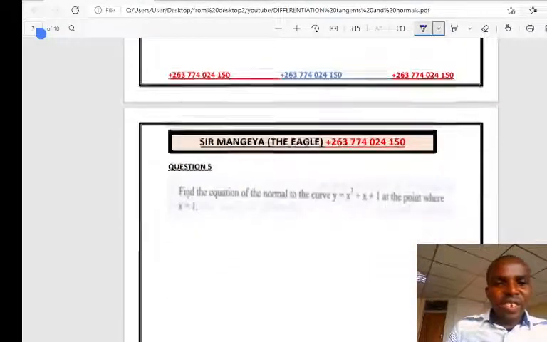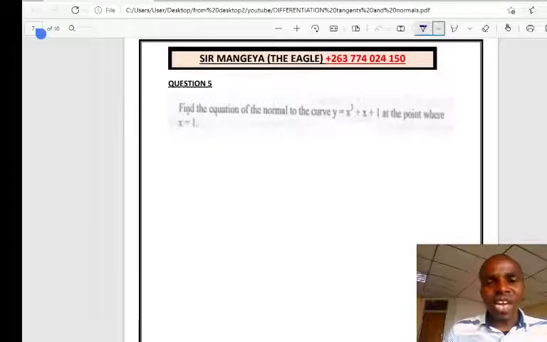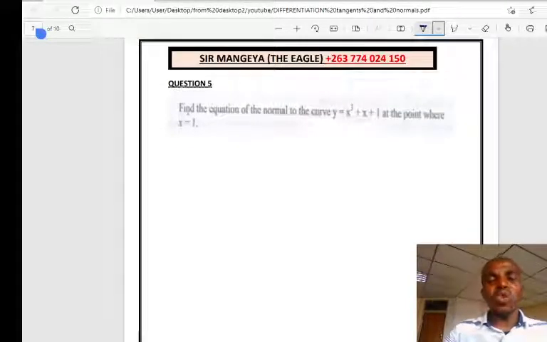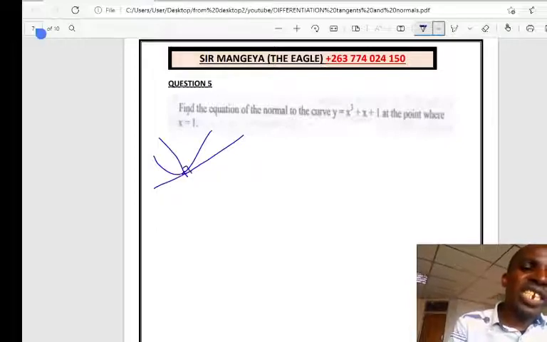Right. Next, find the equation of the normal to the curve at the point where x is equal to 1. So it will be like this. This one is the curve, the tangent. Then the normal will be perpendicular to the tangent, and x is equal to 1.